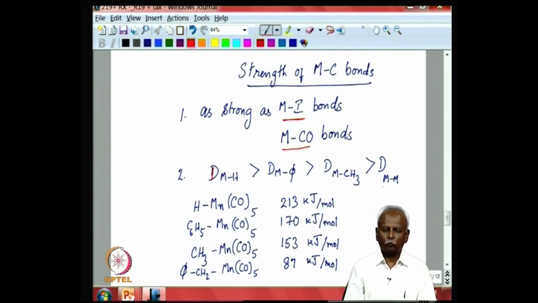So, if you vary the alkyl group, you find that the metal aryl group is much stronger than a metal alkyl group. Here I have given some representative values for the species which we just encountered. HMn(CO)5 has a bond strength of 213 kilojoules per mole, whereas the metal carbonyl species that we just encountered in the previous slide is worth about 153 kilojoules per mole. So, you have bond strengths that vary from 200 to 100 kilojoules per mole.